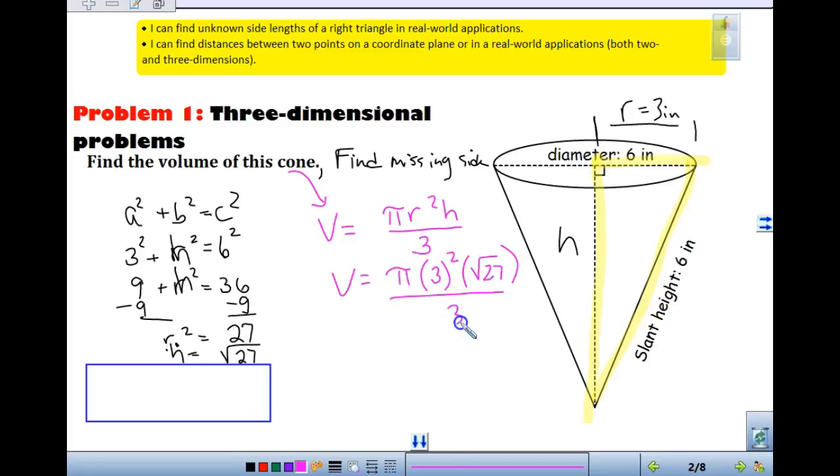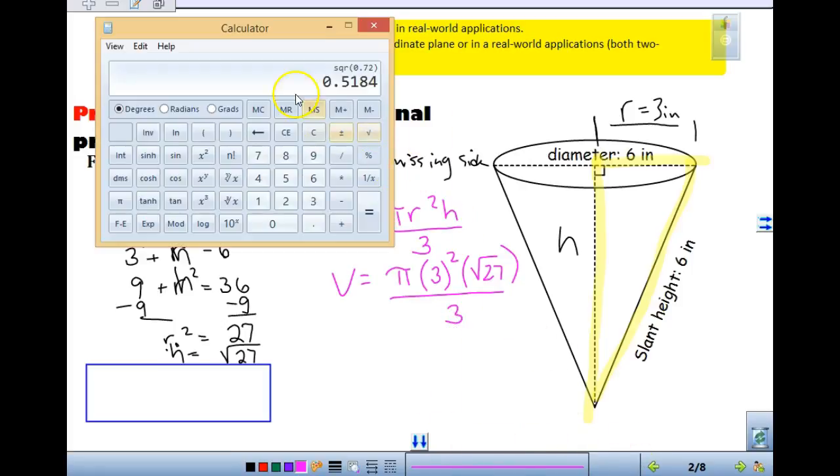All divided by 3. Now, when I'm putting this on my calculator, so take your calculator out, I might start with the square root of 27, because the square root of 27 I know has to be around 5 something, right? So I put 27 and then square root. Some of your calculators, you put the square root button and then you put 27. You should get about 5.1 or 5.2, okay?